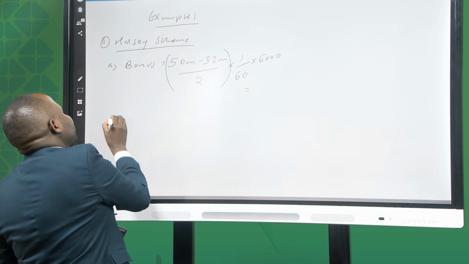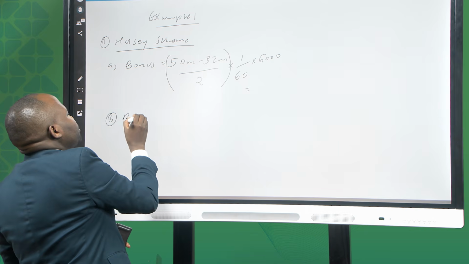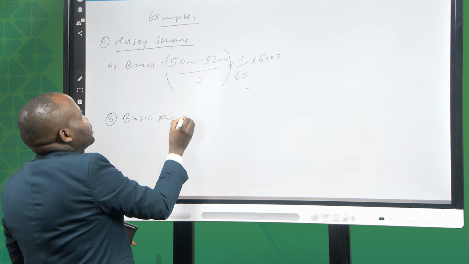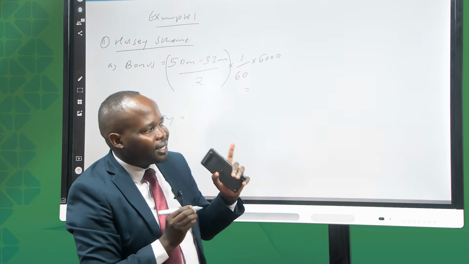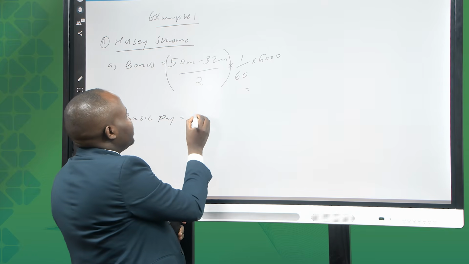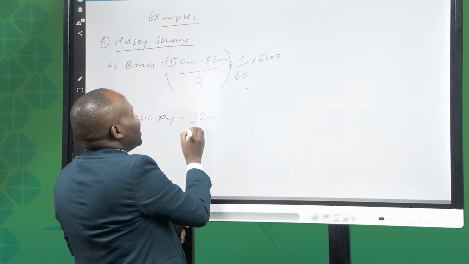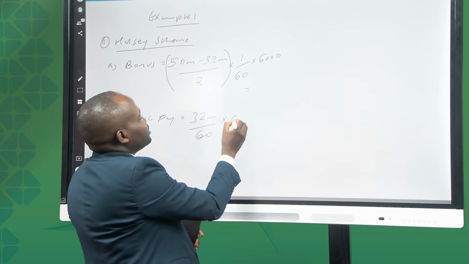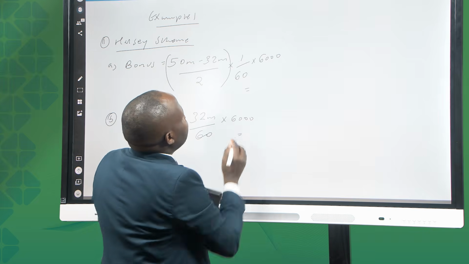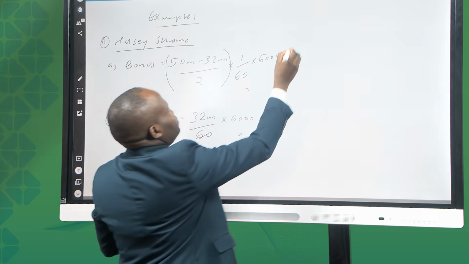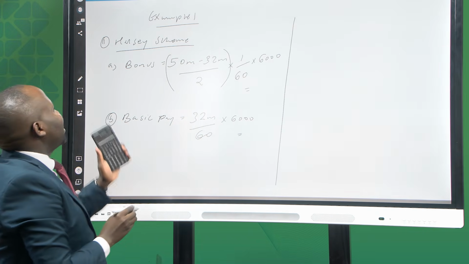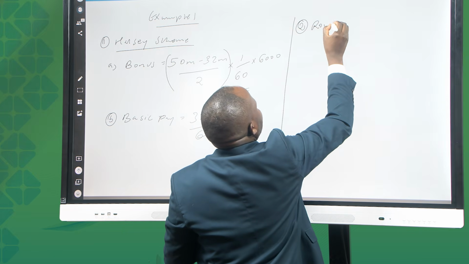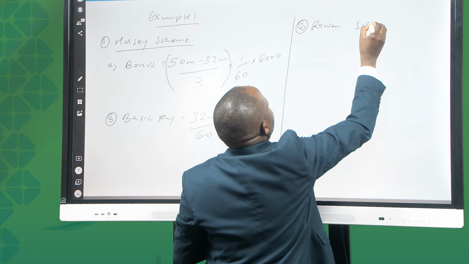And then there is a basic pay. You are not only paid the bonus. So the basic pay is the time taken. Time taken is 32 minutes. I'll divide by 60 to convert it into hours times 6,000. So that is under Halsey.